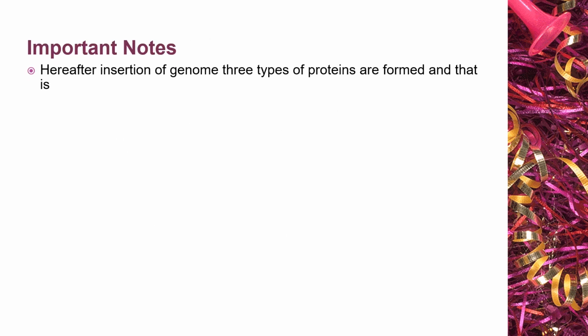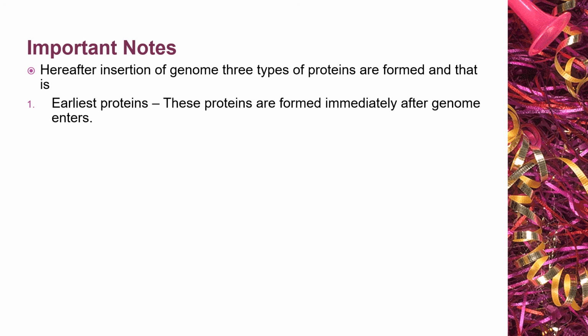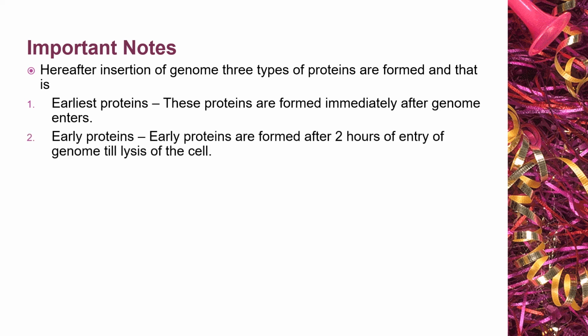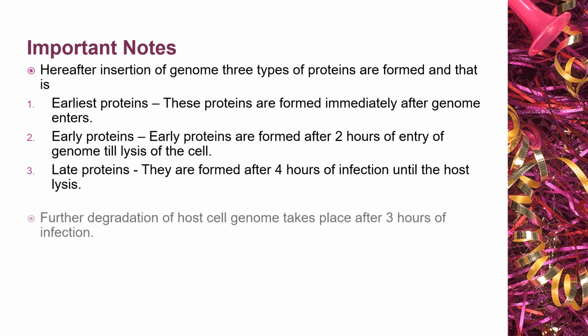Let's see some important notes. After insertion of the genome, three types of proteins are formed. First are the earliest proteins. These proteins are formed immediately after the genome enters. Second are early proteins. These early proteins are formed after 2 hours of entry of the genome till lysis of the cell. Further, late proteins are formed after 4 hours of infection until the host lysis.